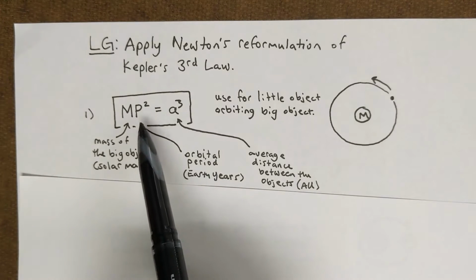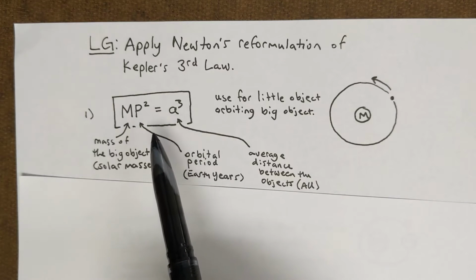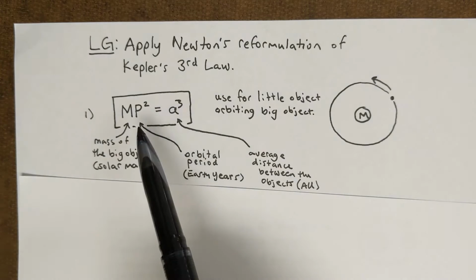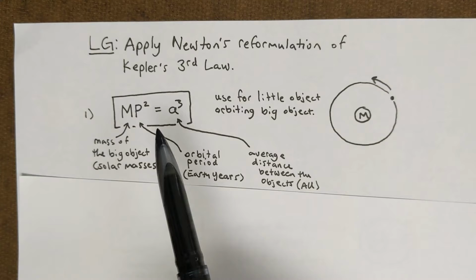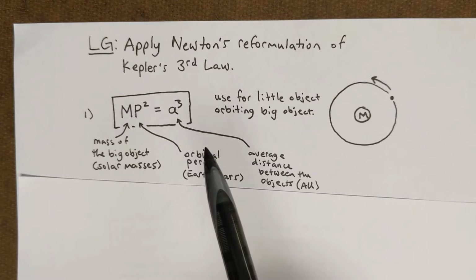So we're used to seeing Kepler's third law as P squared equals a cubed. But after Newton came up with his laws of motion, we can generalize these formulas to other situations. Kepler's third law really only applies to our solar system, with the sun at the center of the orbit. Newton's reformulation generalizes it to situations like little moons going around big planets, or planets outside of our solar system going around other stars.